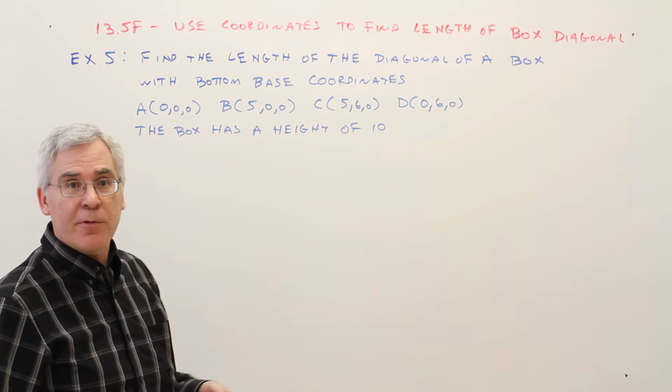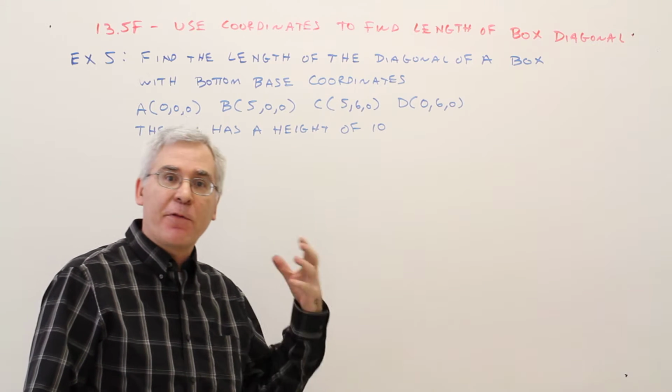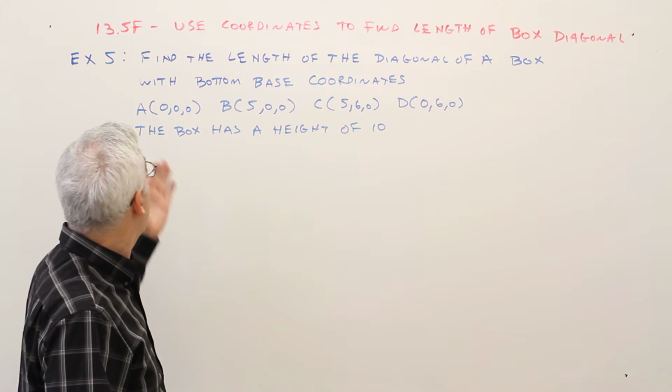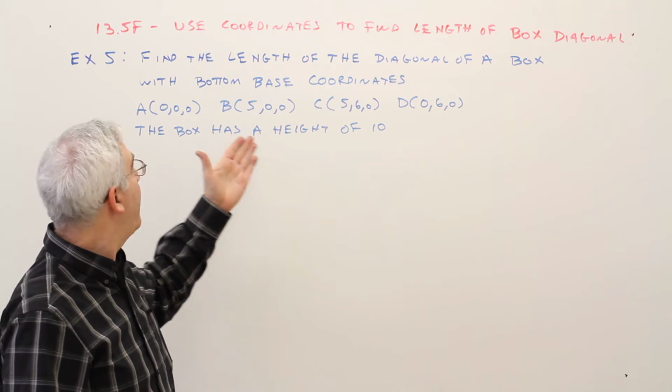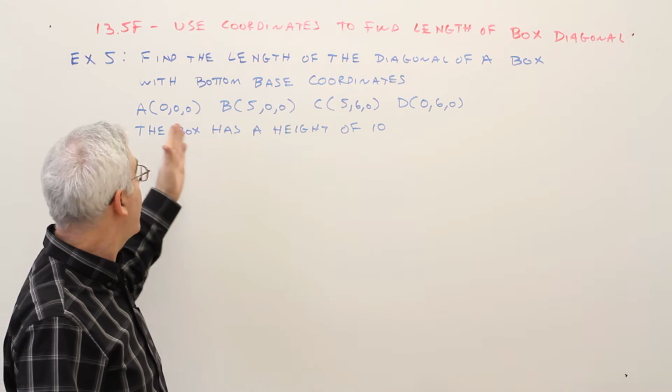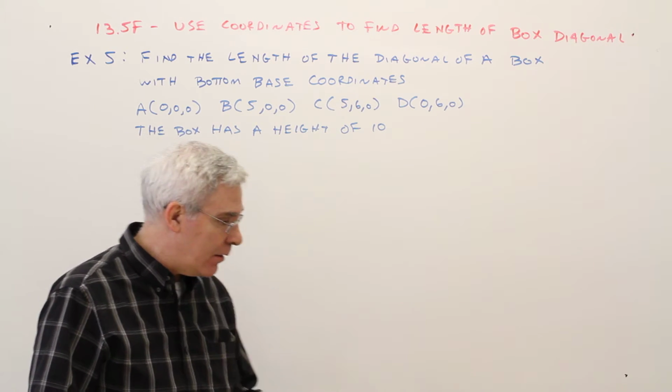Welcome to video 13.5f. Use coordinates to find the length of the diagonal of a box. All right, here's example 5. Find the length of the diagonal of a box with a bottom base coordinates A, B, C, D as follows, and the box has a height of 10.